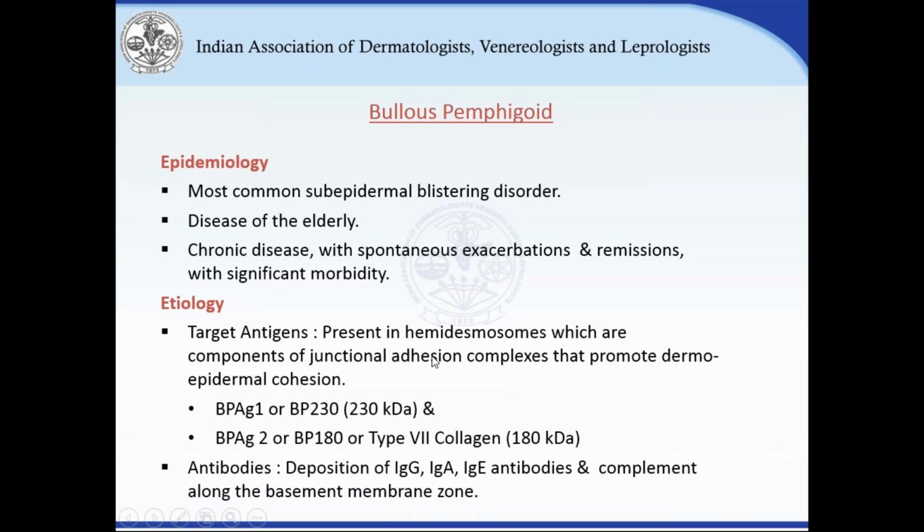So the target antigen is BPAG1, also known as BP230, that is 230 kilodalton molecular weight, and BPAG2. Both are the target antigens, and the antibodies are deposits of IgG, A, E, and complement along the basement membrane zone.